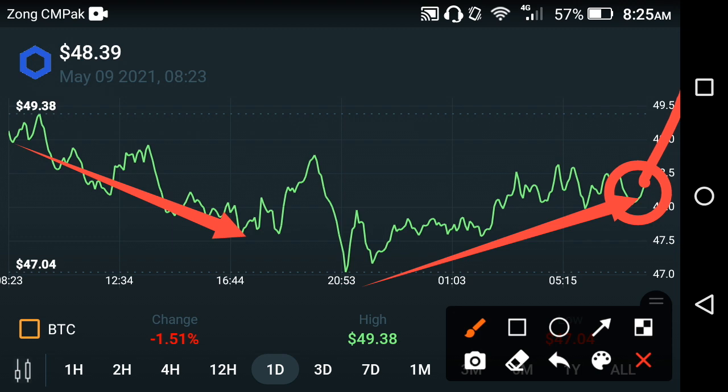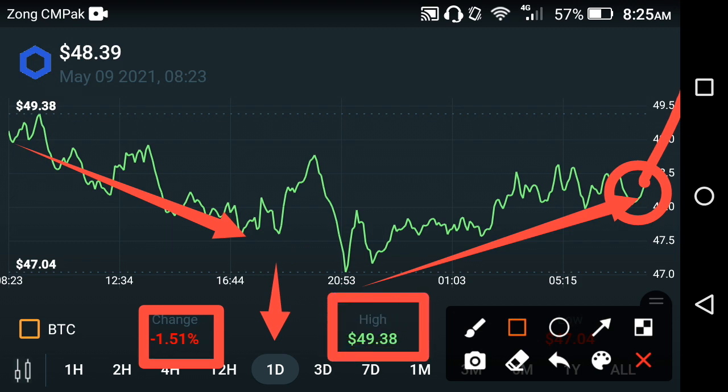Anyways, if we talk about the price change in the last 1 day, 24 hours, the price change is about negative 1.51%, and the highest price of the Chainlink is about 49.38 USD. So approximately they can easily hit 50 USD. And today, friends, I think that today they can hit 50 USD again.